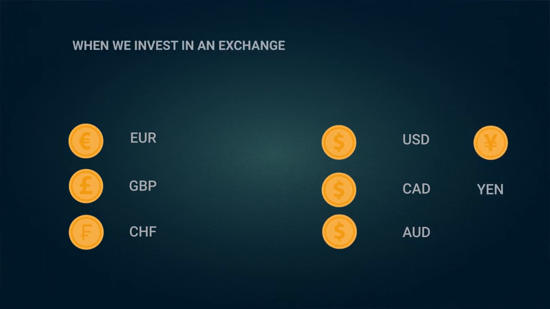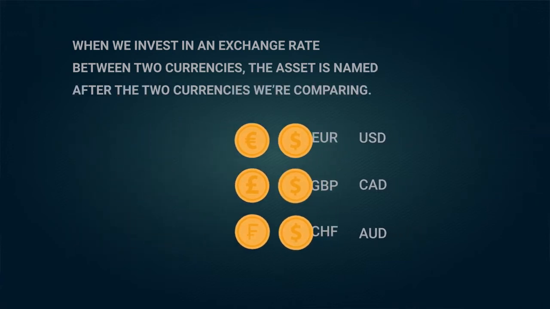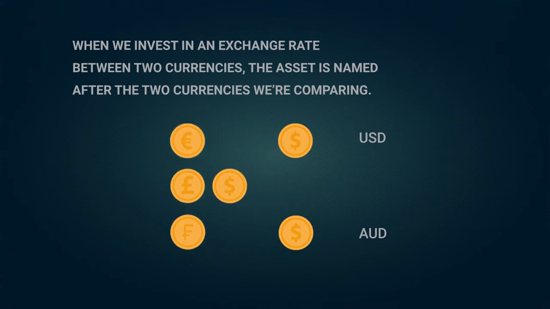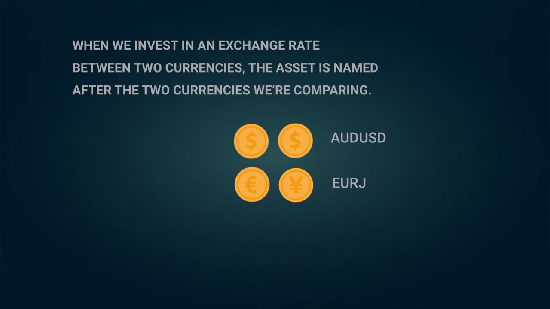When we invest in an exchange rate between two currencies, the asset is named after the two currencies we're comparing. Each one of these is called a currency pair, and each pair's name is derived from the initials representing the two currencies. For example, the exchange rate between the Australian and US dollars is referred to as the AUD-USD pair, and between the euro and the yen, EUR-JPY, and so forth.